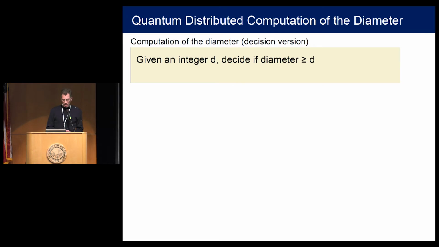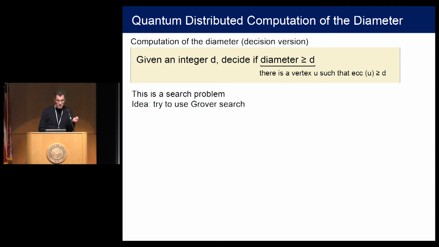Let's consider the decision version of the computation of the diameter. I give you an integer d, and I ask you to decide if the diameter is larger than d. Of course, if you can solve this decision version, you can solve the original version by using binary search. Now, observe that deciding if the diameter is larger than d means deciding whether there exists a vertex with eccentricity larger than d, because the diameter is the maximum eccentricity. So this is essentially a search problem, and we can try to use Grover search.